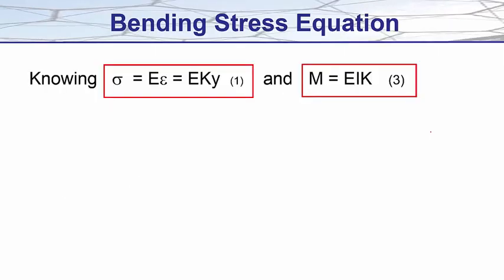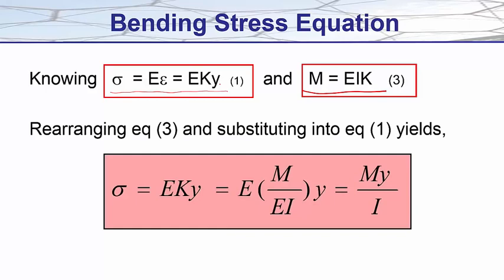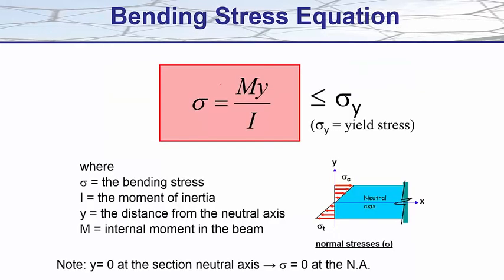So here's our Euler-Bernoulli equation, our relationship between moment and curvature, and here is an equation we derived along the way between stress and curvature. Rearranging equation 3 and substituting it into equation 1 yields the equation we want. Stress is equal to My on I. And it is this equation we use to design all our beams.